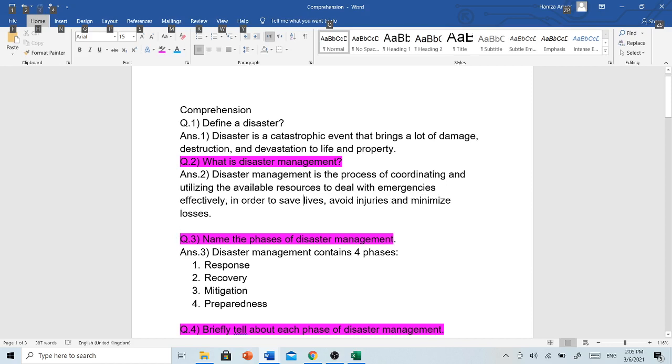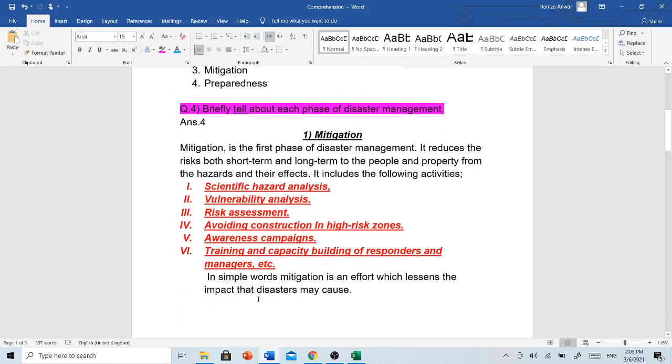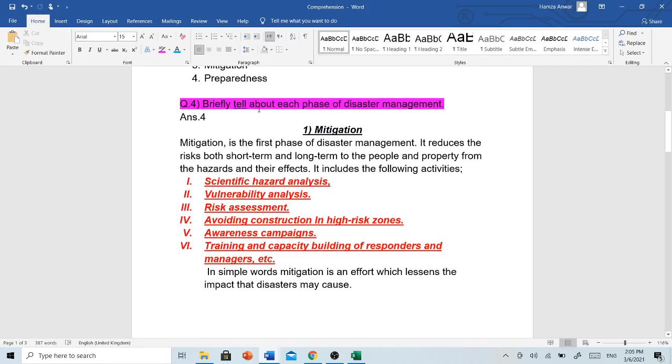Question number 3. Name the phases of disaster management. Disaster management contains 4 phases. First one is response. The second is recovery. Third is mitigation. Fourth is preparedness. Question number 4. Briefly tell about each phase of disaster management.